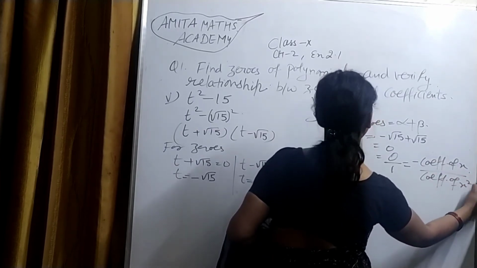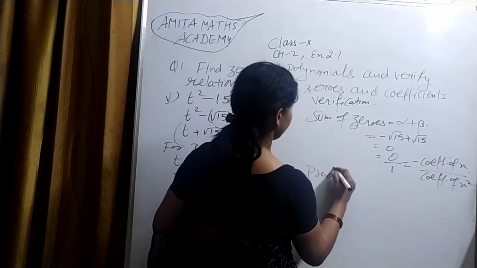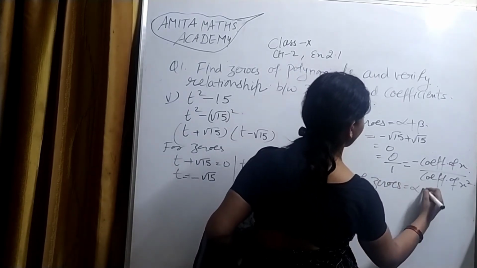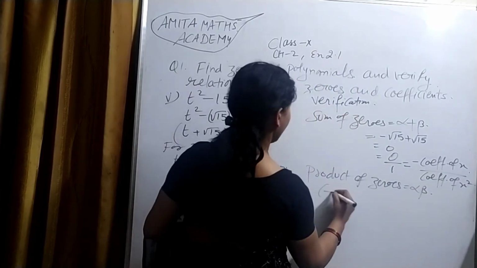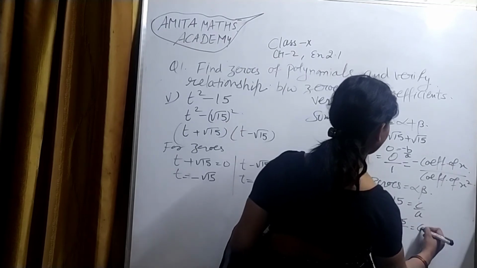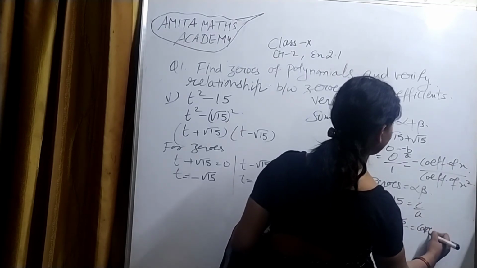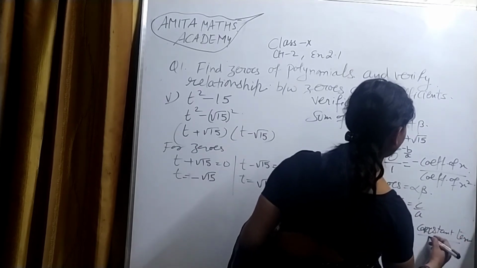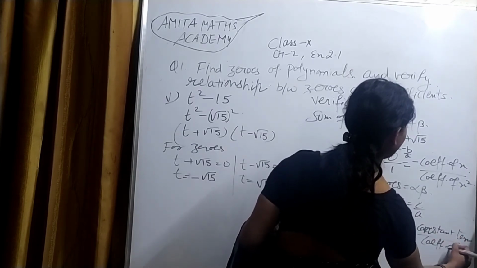Product of zeros is equal to alpha beta. Okay, minus root 15 times root 15. It means the constant term divided by the coefficient of x square.